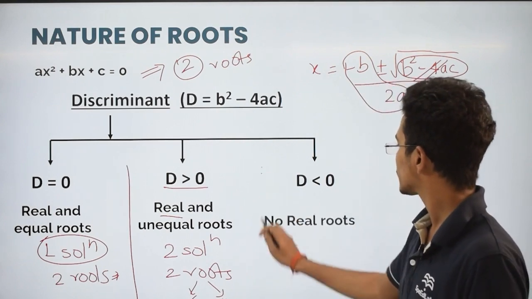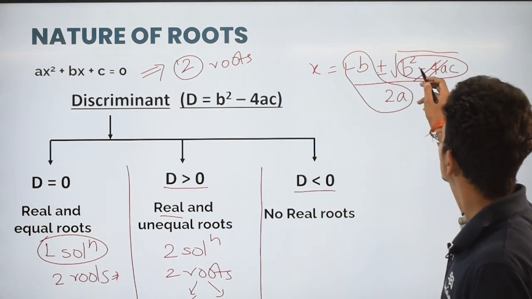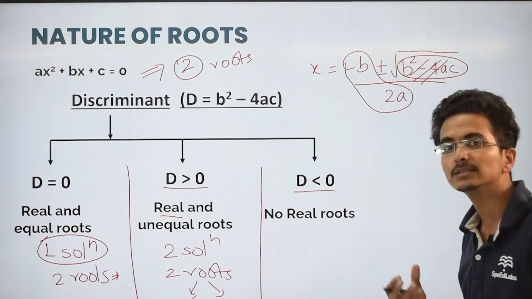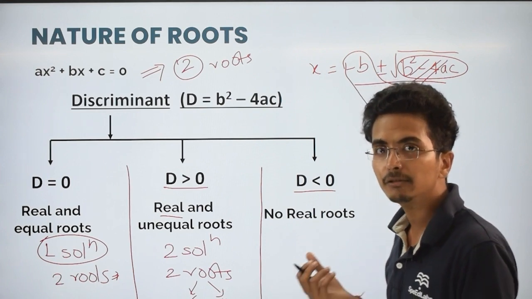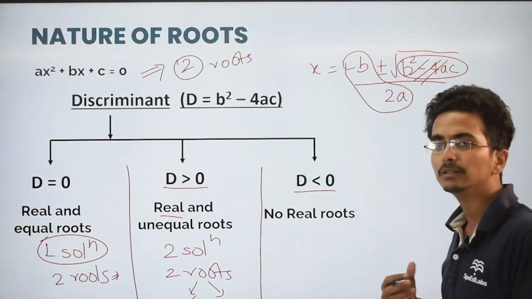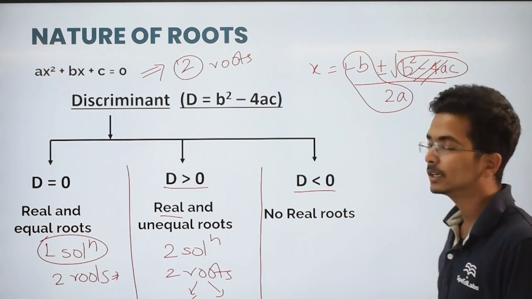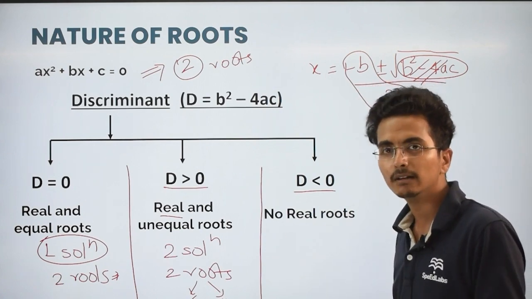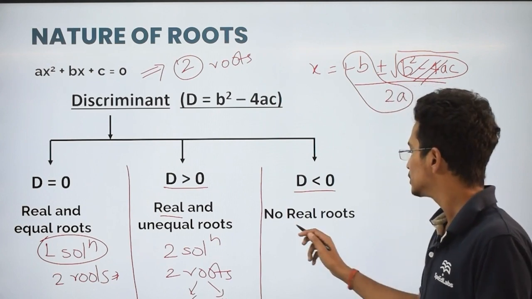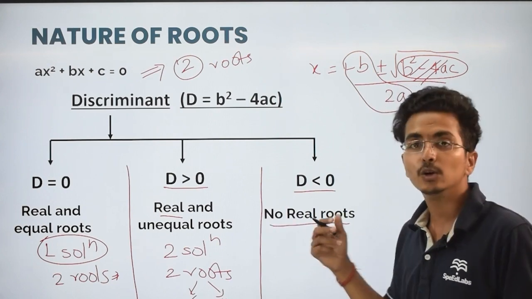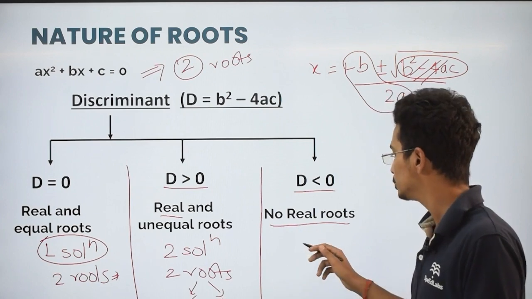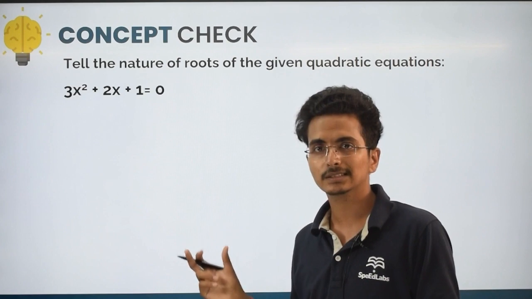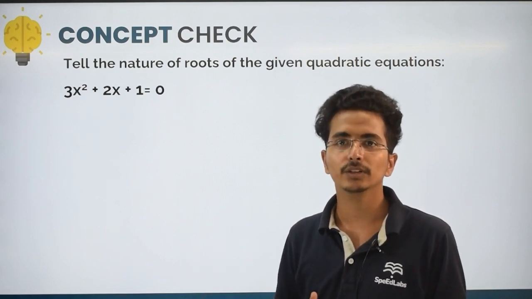Now the third one, when d is negative: inside the under root we will get some negative value. And if we get a negative inside the under root, it will give us imaginary values, that is, no real roots. We will not get any real values, we will get imaginary values. That's why it is written that we will get no real roots. So with the help of the discriminant, we can predict the nature of the roots.